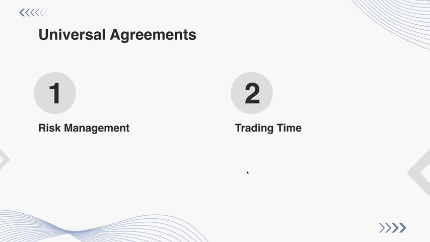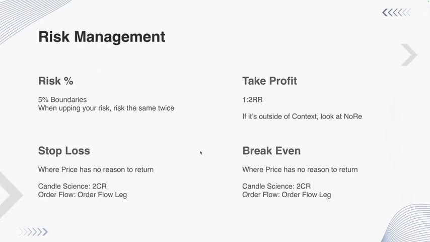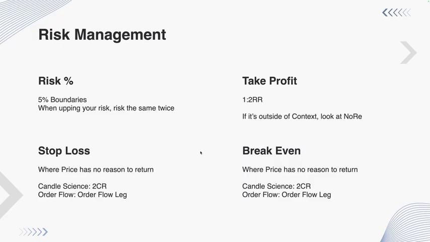Now, let's dive into the first one, which is, again, risk management. The universal agreements here are risk percentage, take profit, stop loss, and break even when we're talking about risk management. Risk percentage, I have gone over different types of risk percentages you can use in past enrollments. I want to go over a different one this time around.